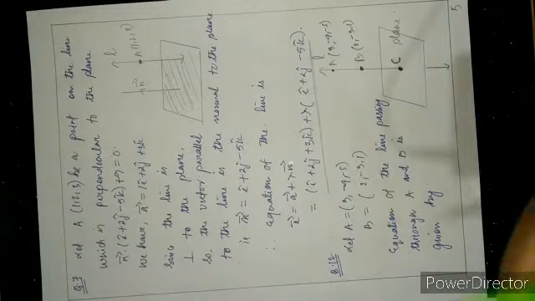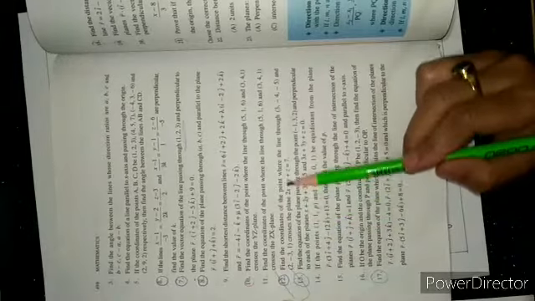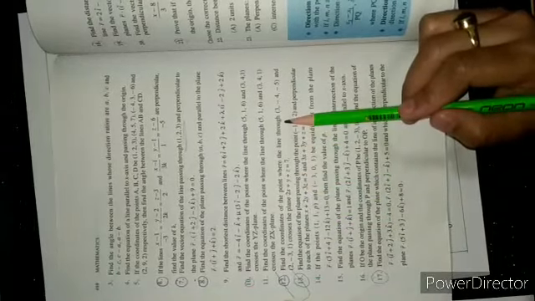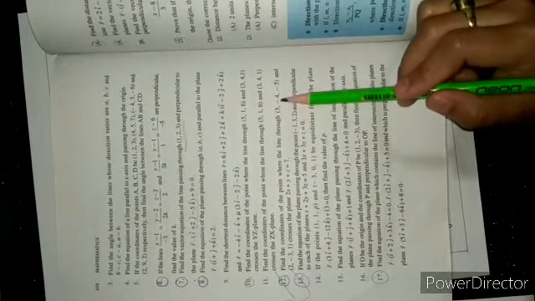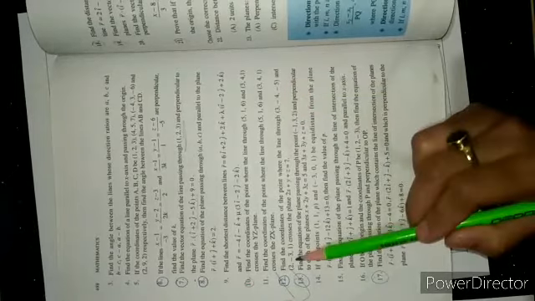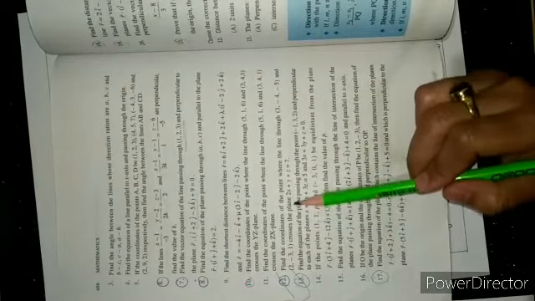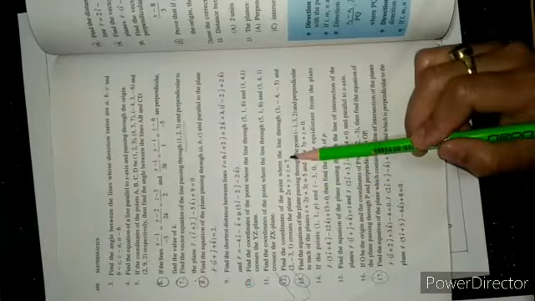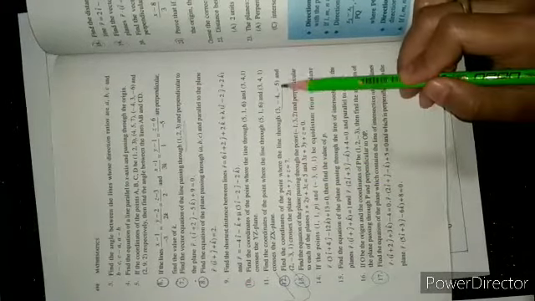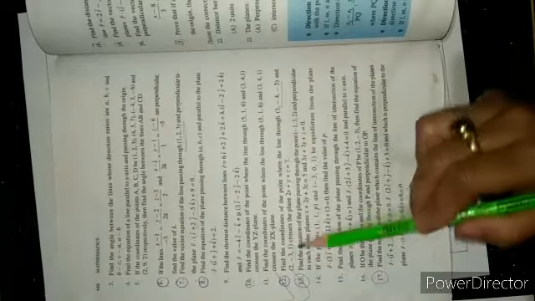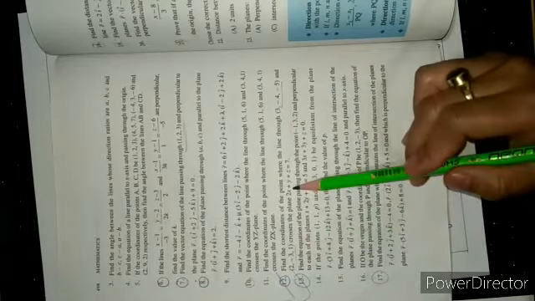Next question is question number 12. Find the coordinates of the point where the line through the point 3 minus 4 minus 5 and 2 minus 3 minus 1 crosses the plane 2x plus y plus z is equal to 7. The line passes through two points, 3 minus 4 minus 5 and 2 minus 3 1. This line crosses the plane, so we need the point of intersection.